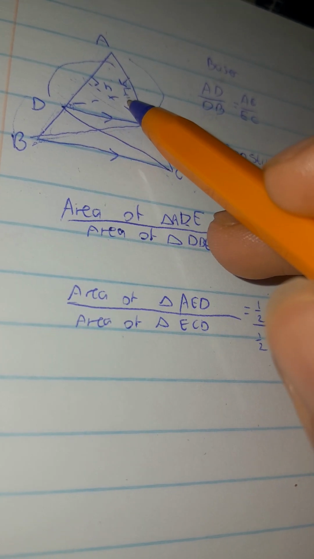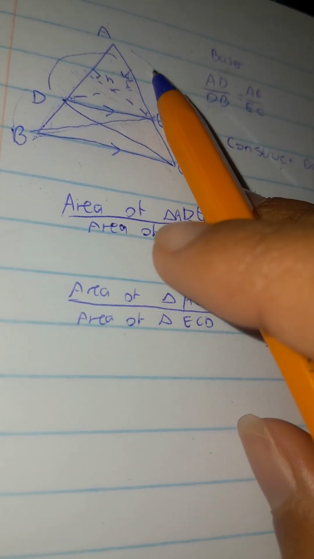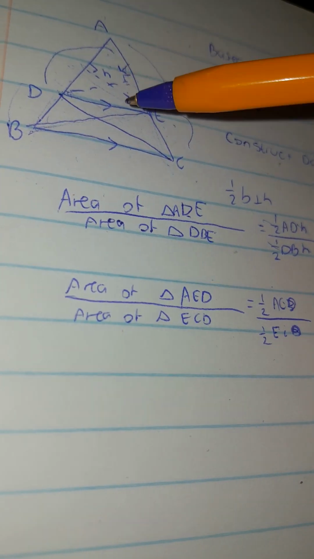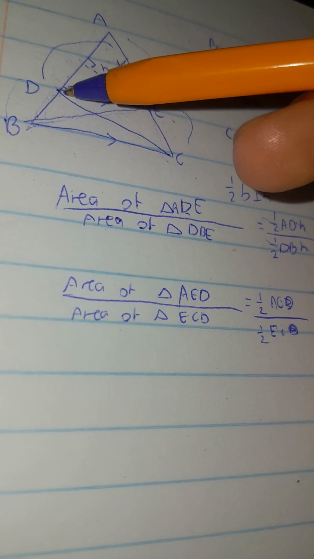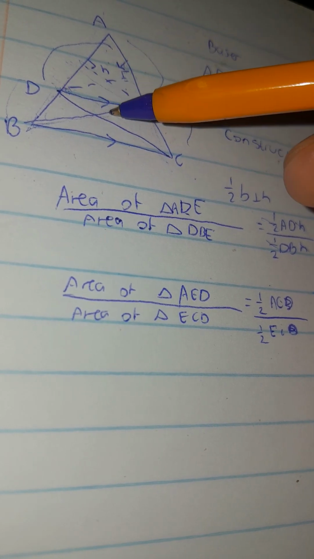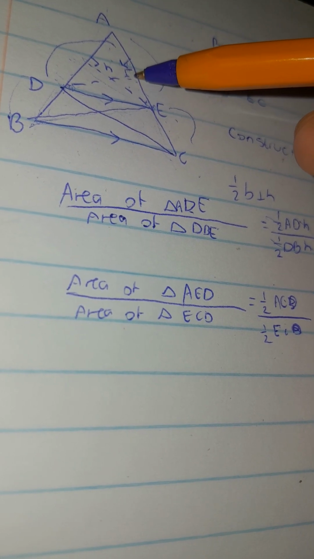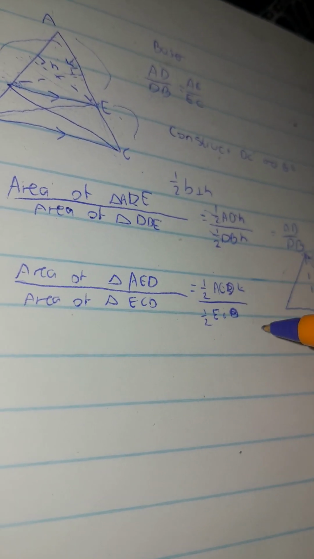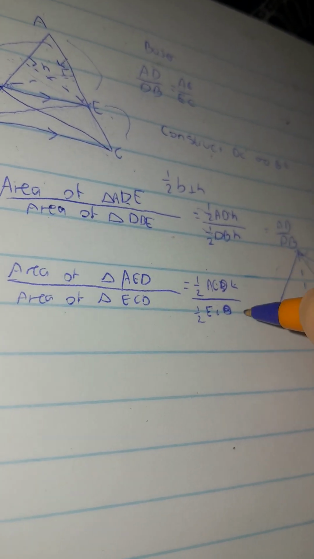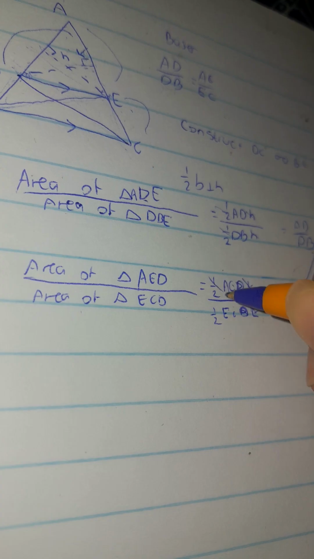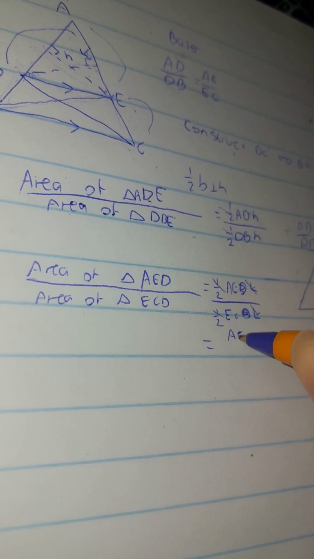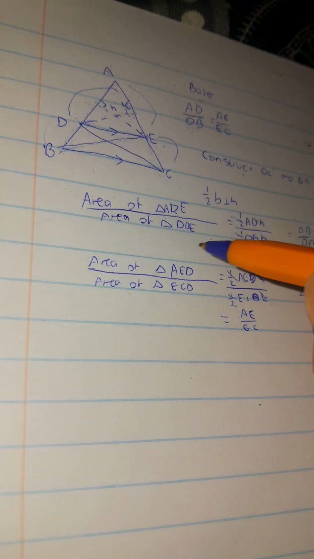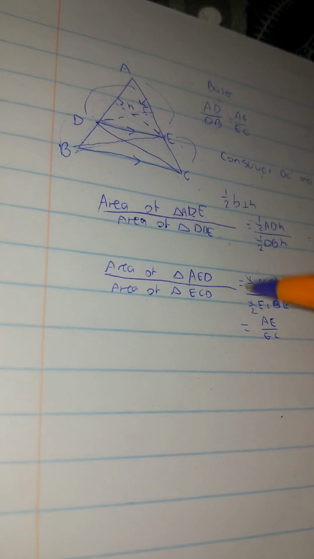We call the height K. The reason why this is the height is because your height is from your base till your highest point. The highest point there is at D, and the perpendicular height from there is K. So we're going to say half the base times the height, which is K, half the base times the height, which is K. It cancels out, and you'll be left with AE over EC.